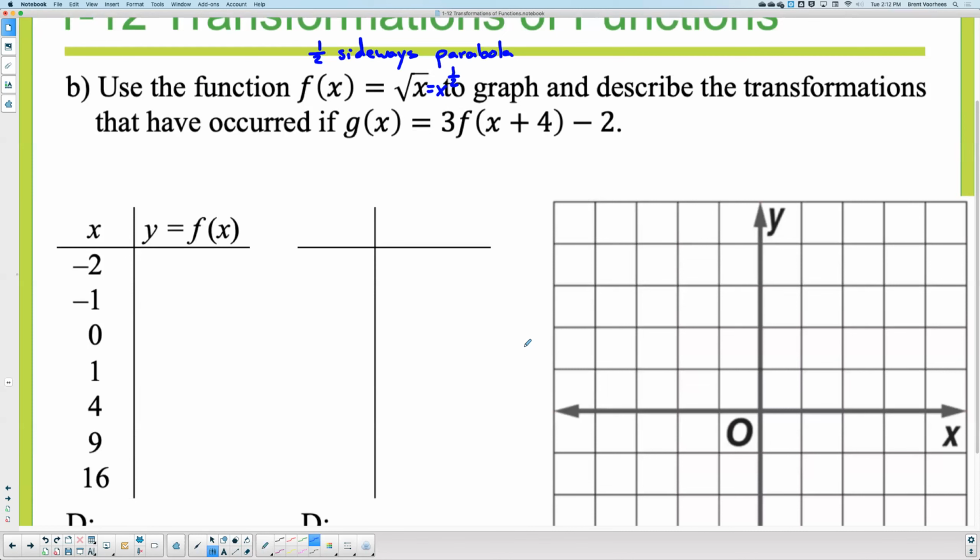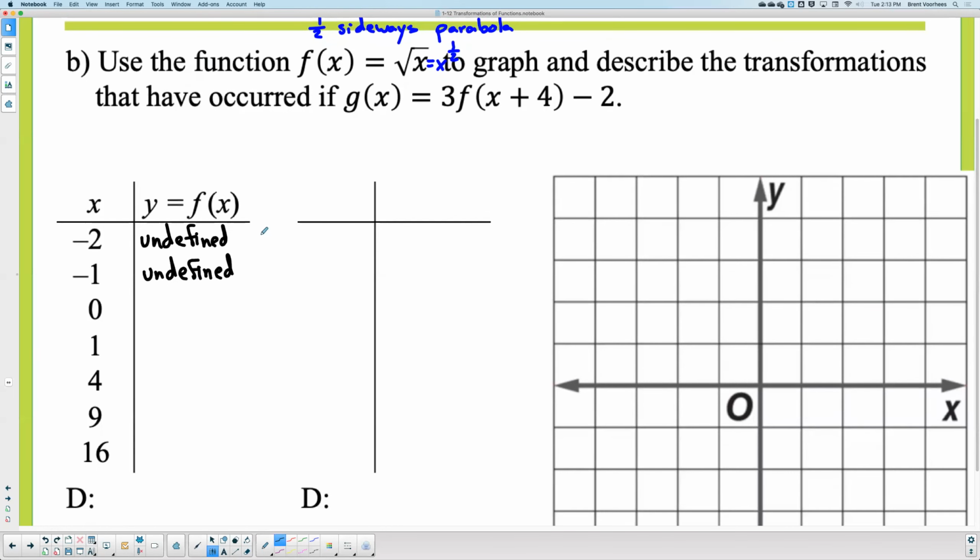All right, let's get our table to begin with. What is the square root of -2? You can't take a square root of a negative. Look up there on the whiteboard, domain rules. What does it say about rule number 2? You can't take the square root of a negative number. So these two right here are going to be undefined. You cannot take the square root of -2, nor can you take the square root of -1. These are undefined. These are imaginary numbers.